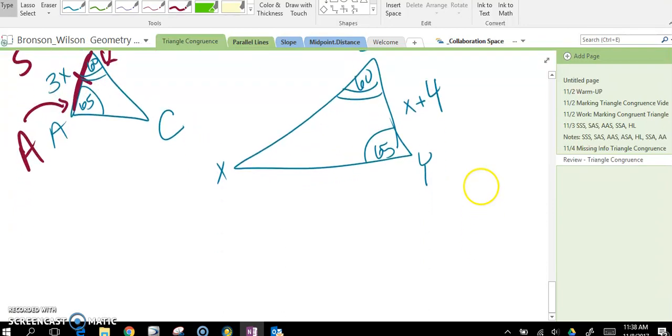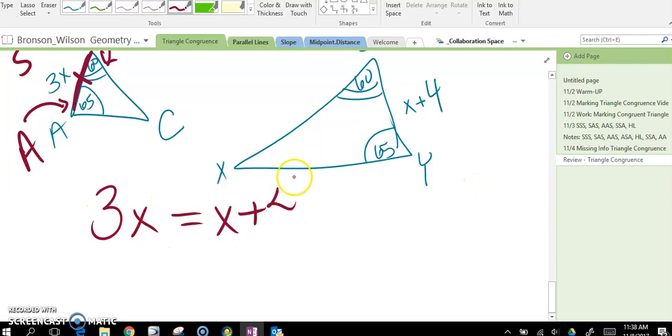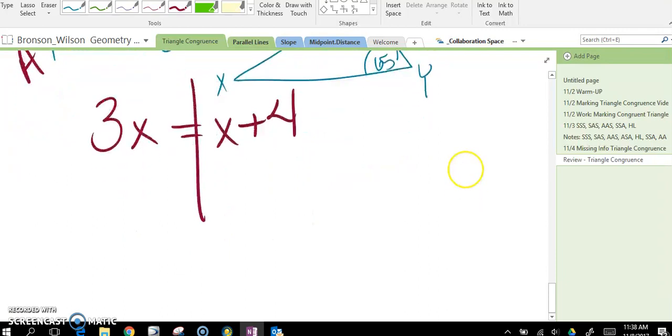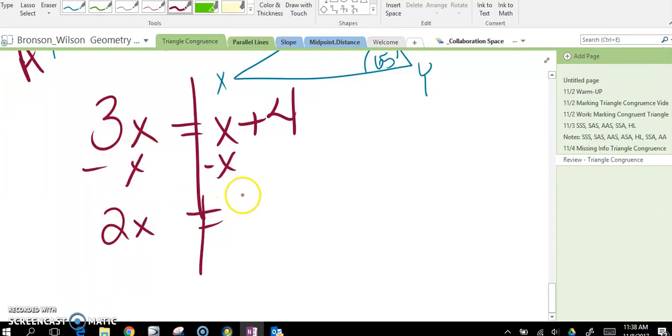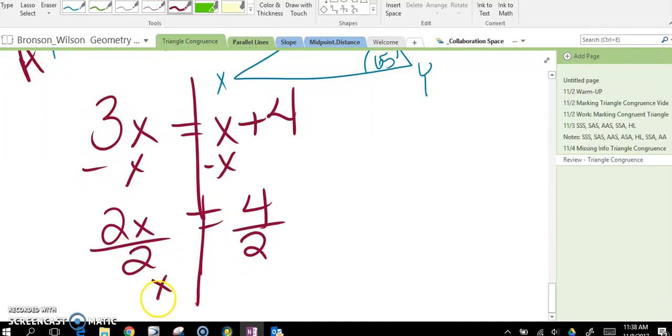So how do we do that? Set them equal to each other. 3x equals x plus 4. And let's solve for x. How are we going to do that? Well, first I'm going to subtract my x, and I'm going to end up with 2x equals 4. Now I've got to divide by 2. Divide by 2. X equals 2.